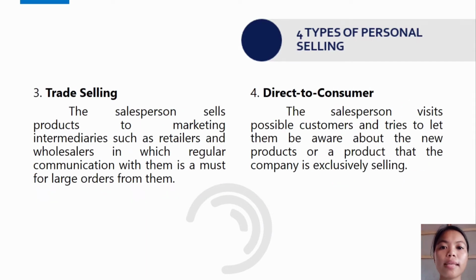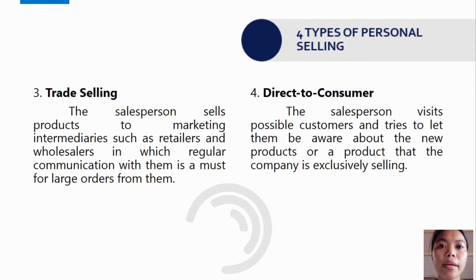The third one is trade selling. The salesperson sells products to marketing intermediaries such as retailers and wholesalers, in which regular communication with them is a must for large orders from them. So in trade selling, the salesperson must have regular contact or communication with retailers or wholesalers. For example, the salesperson asks, ma'am, how are you, is the product we offered okay? Maybe you would like the new products we are offering. In that way, there is a tendency that their orders will increase and they will buy the new products offered.